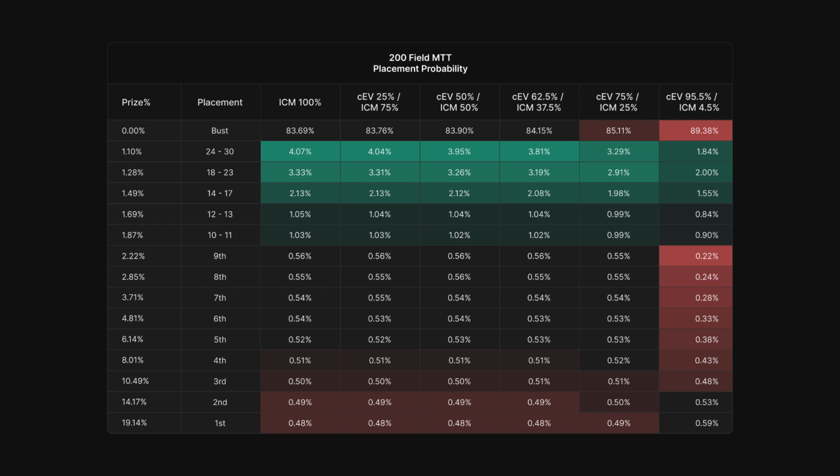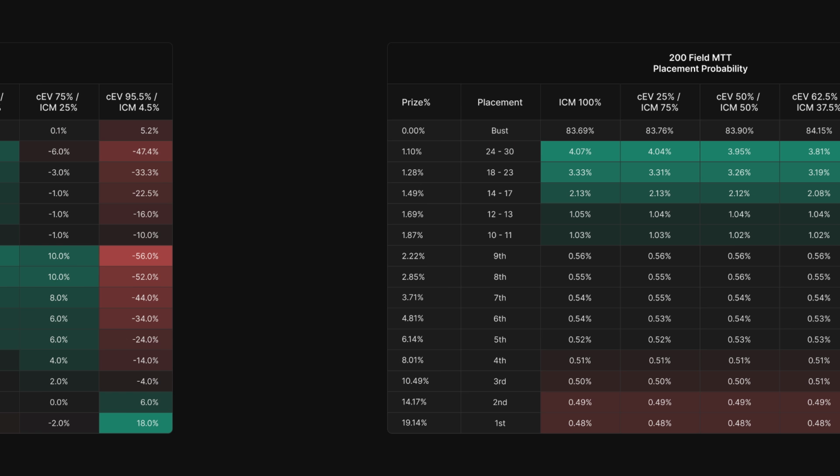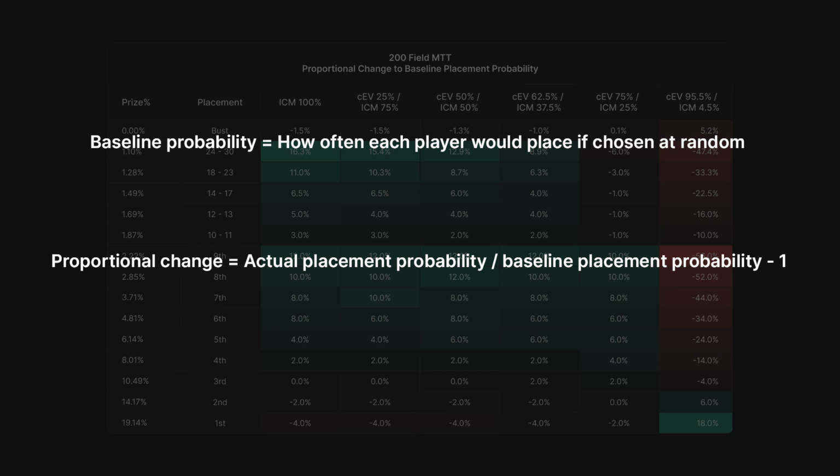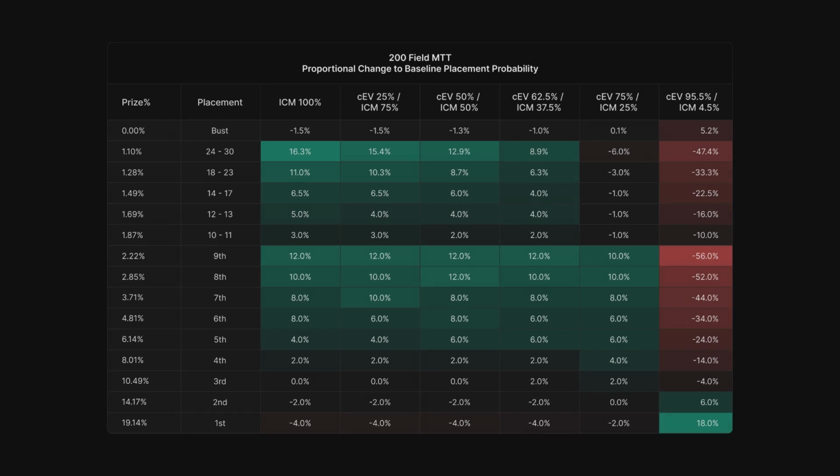But something else I wanted to do with this data, instead of just looking at the placement probability, was compare it to the baseline probability. So a baseline probability is just how often would some player place first if you just picked a player out of a hat. So the ChipEV strategy, for example, is busting 5.2% more often, but they're also placing first more often. And this actually makes sense.